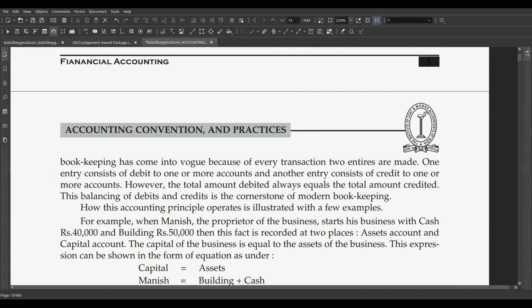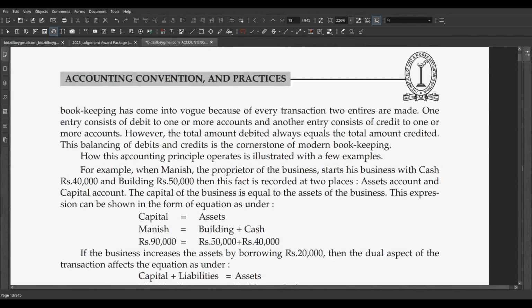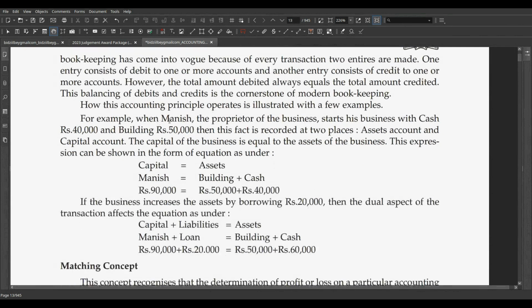How this accounting principle operates is illustrated with a few examples. Here's some of the examples here. Let's take a look at it. When Manish, the proprietor of the business, starts his business with cash of $40,000 and a building of $50,000, then this fact is recorded at two places: asset and capital accounts. The capital of the business is equal to the assets of the business. This expression can be shown in the form of an equation as under: capital equals assets.